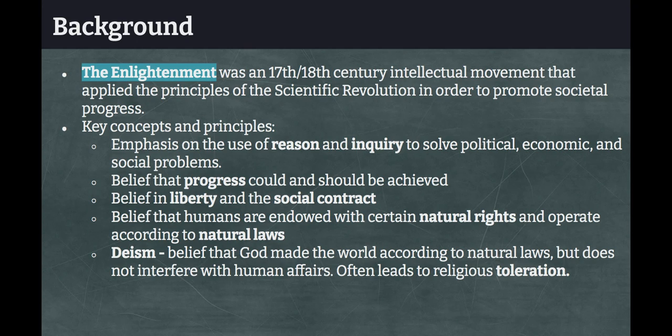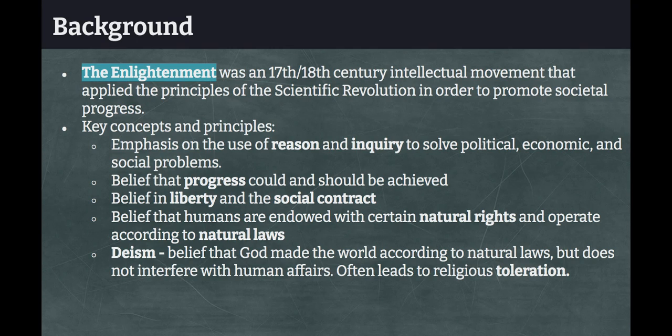They also had a really strong belief in liberty and freedom and this thing called the social contract. And we'll look at what this idea is. This idea actually evolved over the course of the Enlightenment, so we'll look at how it changed as well. And then Enlightenment philosophers also believed that humans are endowed with certain natural rights, so rights that belong to them and that no government, no person can take away.